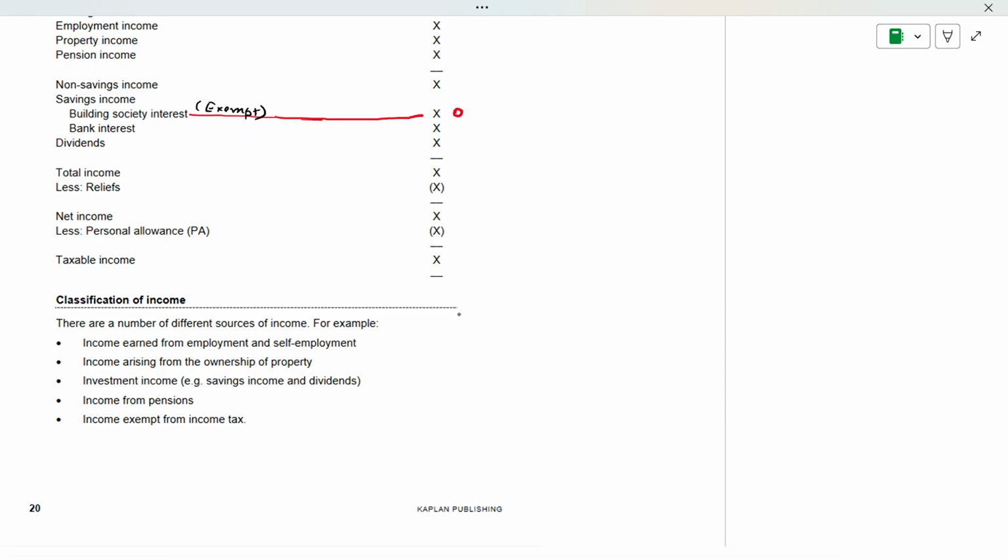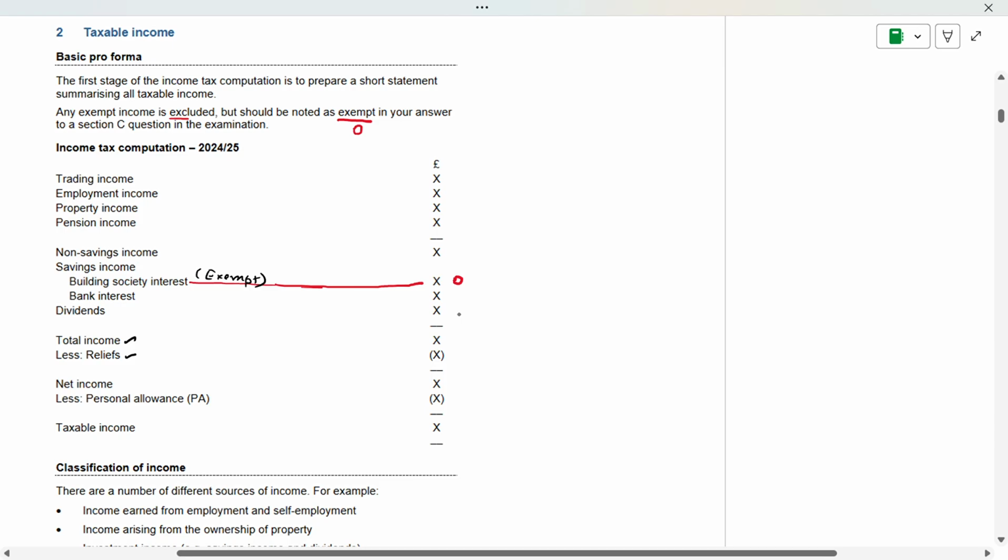Then you will have the total income, and you will have the reliefs. I will go one by one. You have employment income, property income, and pension income. This is the first category. Follow the sequence I told you in the beginning. Then you will have the non-savings income. This is going to be the non-savings income.